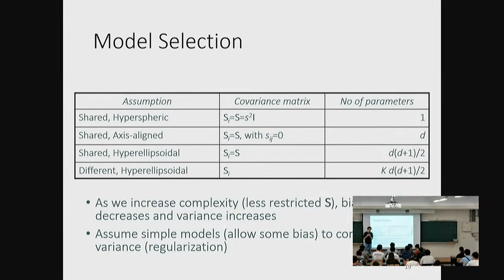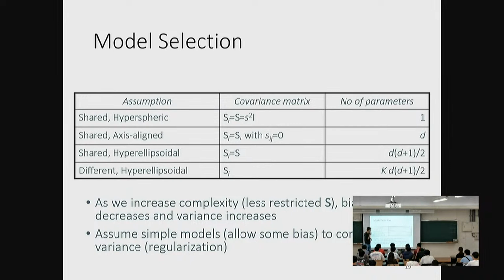The real take-home message in this section is that there's a trade-off. There's a trade-off in deciding what Sigma i should be and how powerful you want your model to be. Again, we call them shared and hyperspherical. That means every class has the same covariance matrix, that covariance matrix is diagonal, and every feature has the same variance. In the end, you only have one parameter you need to estimate, because every class shares the same covariance, which is diagonal, and every feature has the same variance.